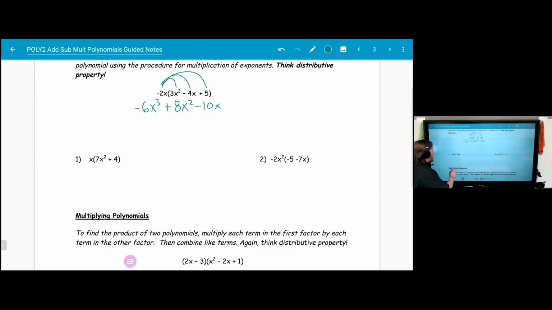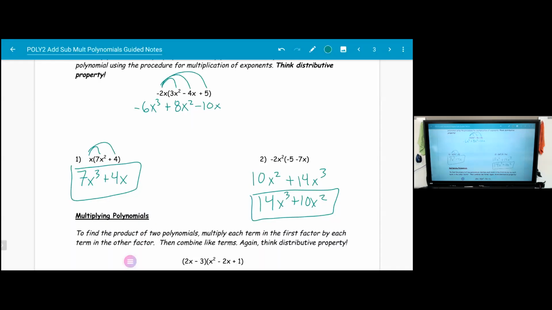If we take and distribute this one, actually, I'm going to let you guys do these. I'm going to hit pause here, and then you guys are going to check your work. As you distribute through that monomial to everything in the polynomial, the first one ends up being 7x cubed plus 4x. Number 2, we end up with 10x squared plus 14x cubed, but we do need to put that in standard form. So we put that cube term first. We have 14x cubed plus 10x squared.